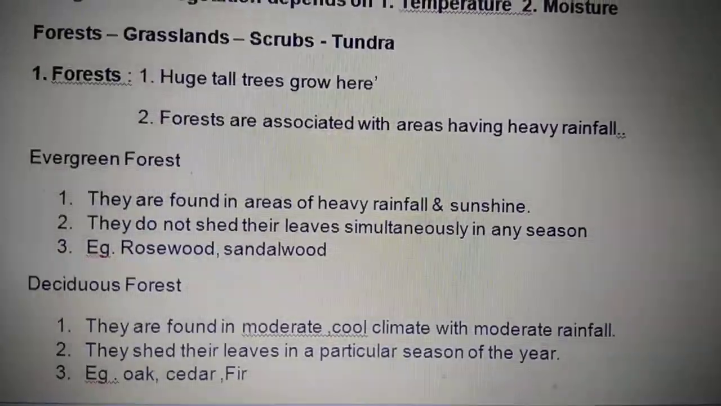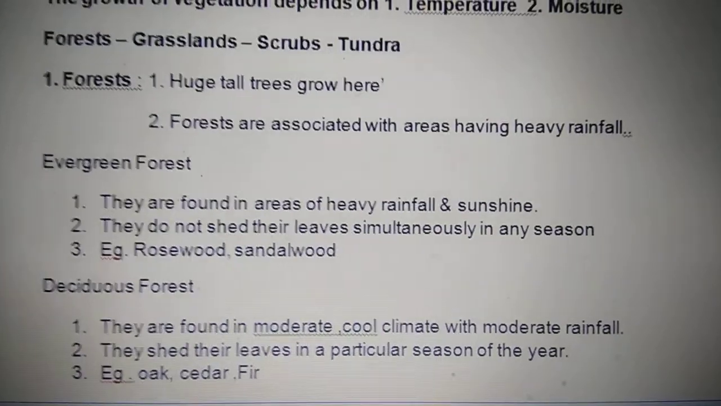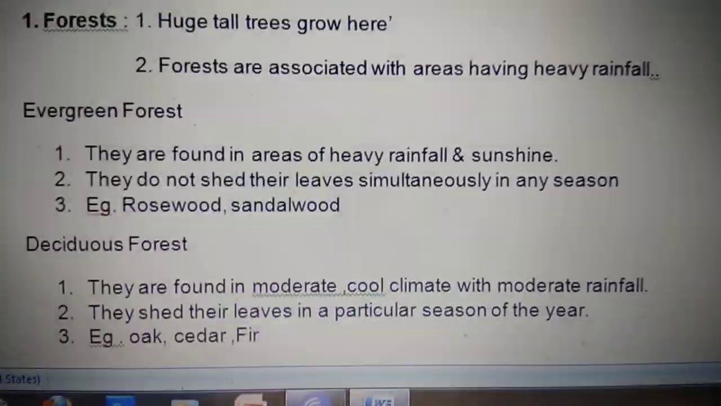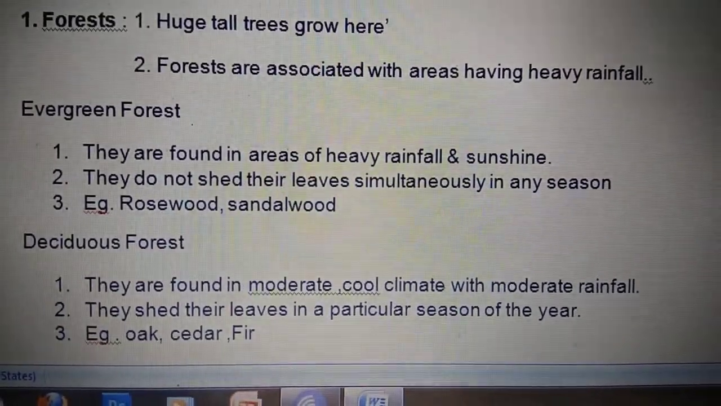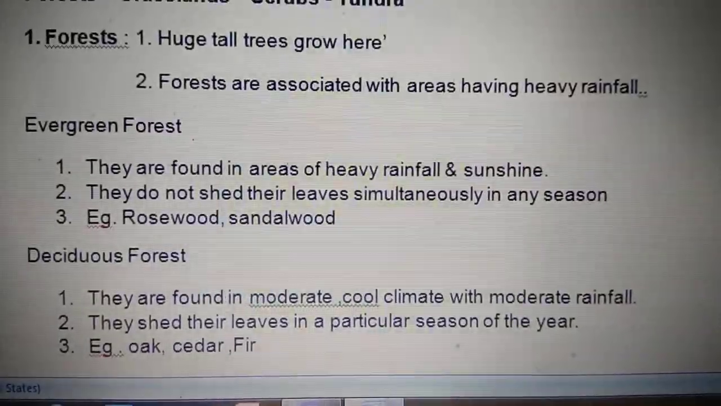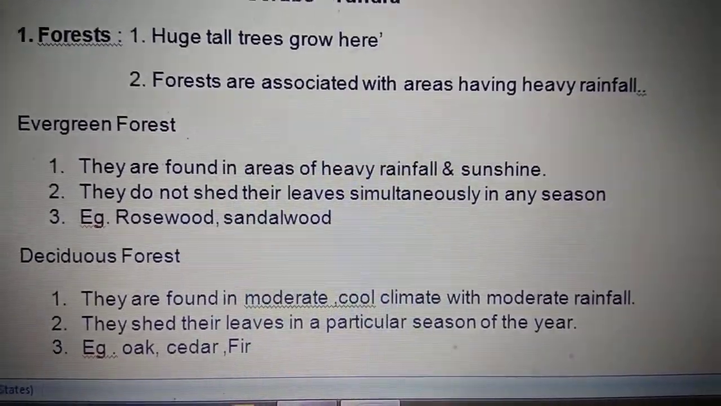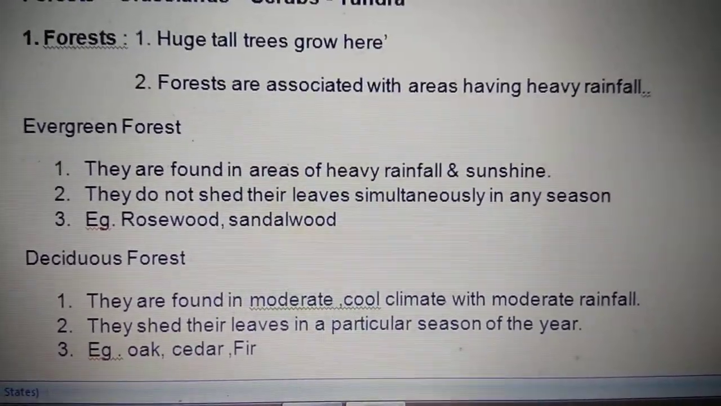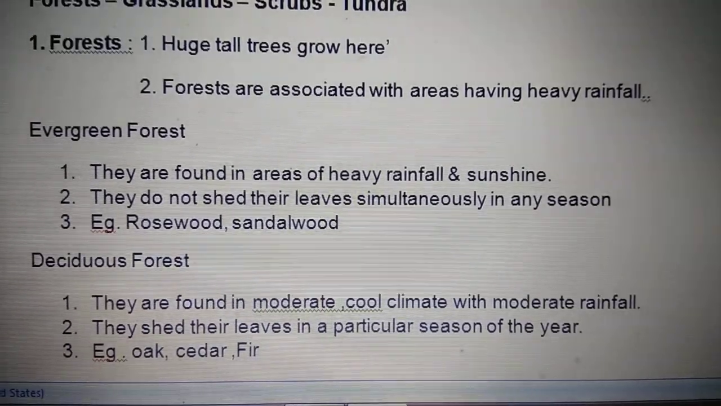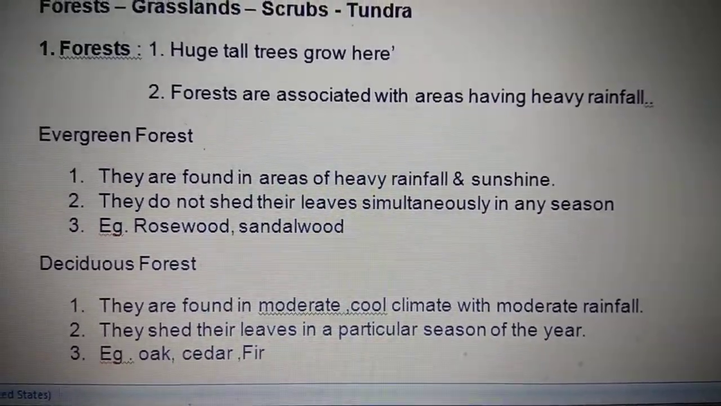Examples of evergreen are rosewood and sandalwood. Now, deciduous forests are found in areas where there is moderate, cool climate with moderate rainfall, and they shed their leaves in a particular season of the year normally. So, what kind of trees do we find in deciduous forest? They are oak, cedar, and fir.